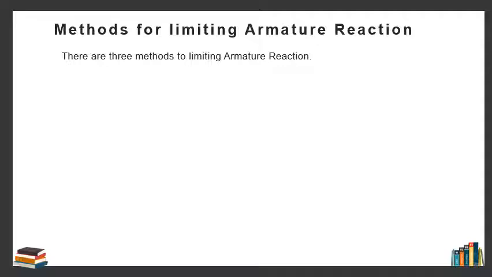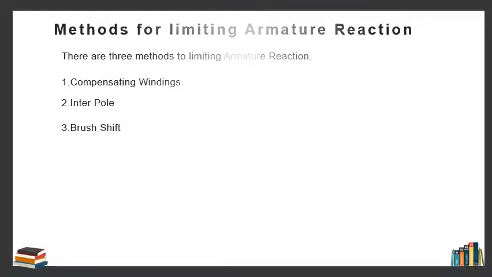There are 3 methods of limiting armature reaction. Number 1, by using compensating windings, using interpoles, and by using the brush shift, we can limit the armature reaction.